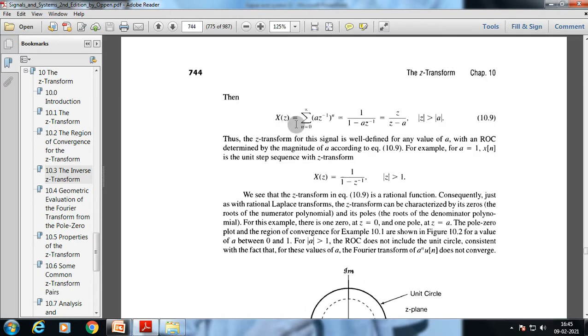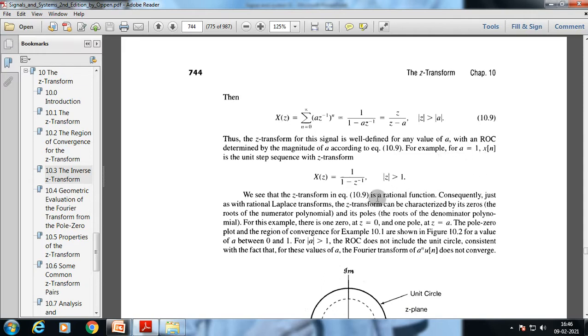So x of z is equal to the summation of n is equal to 0 to infinity of a z to the minus 1 whole to the power n, which is equal to 1 by 1 minus a z to the minus 1, which is equal to z by z minus a, mod z greater than mod a. Thus the Z transform for this signal is well defined for any value of a, with an ROC determined by the magnitude of a, according to equation 10.9.